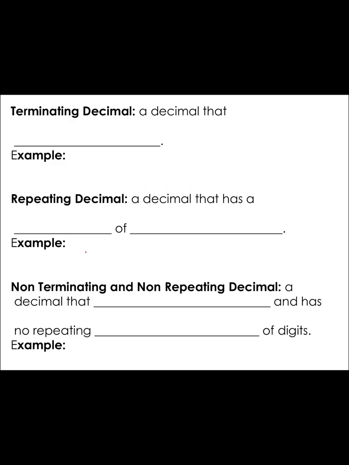All right, a terminating decimal is a decimal that has a clear end. So like 0.25, if we think of like quarters, 25 cents. 0.75, 75 cents, 0.125, anything along those lines, it has a clear end to it.